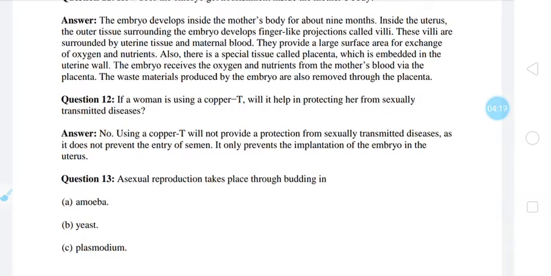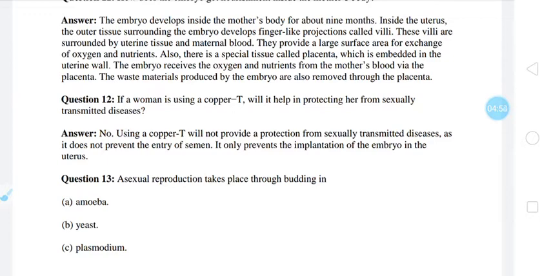If a woman is using a copper T, will it help in protecting her from sexually transmitted diseases? About this also we have discussed. One of the students asked me this question after the lecture, whether copper T will save from sexually transmitted disease. Obviously the answer is no. Copper T is placed in the uterus, but during sexual intercourse direct contact of genital organs will come and these fluids will intermix with each other.